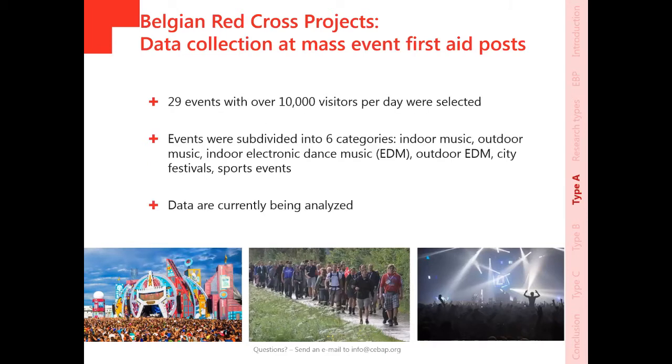From all this data, we selected 29 events. Each of these events had over 10,000 visitors per day, and these events were subdivided into 6 categories, namely indoor music, outdoor music, indoor electronic dance music, outdoor electronic dance music, city festivals, and sport events. At this point in time, we are analyzing the data.